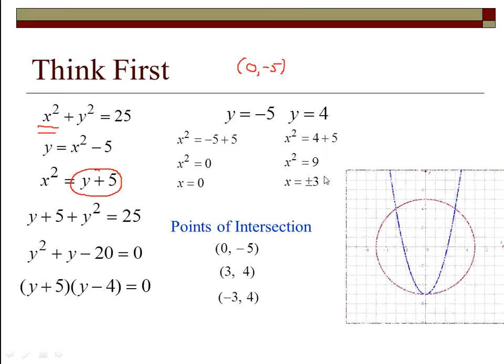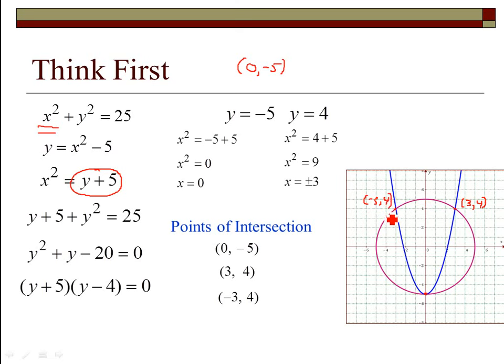So if we looked at the graph, it has 3 points of intersection. Here was 0, negative 5. Here is the point right here, was 3, 4. And over here, we had negative 3, 4.